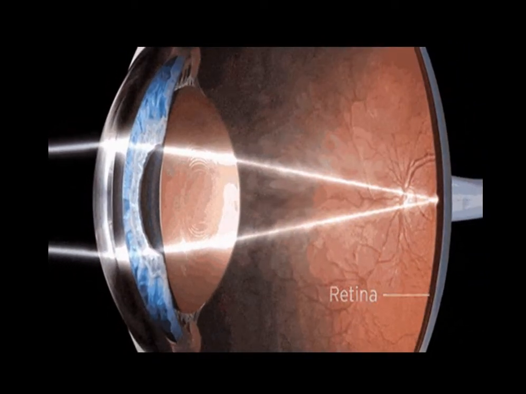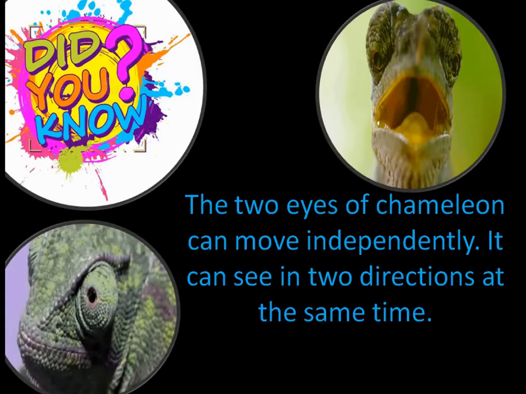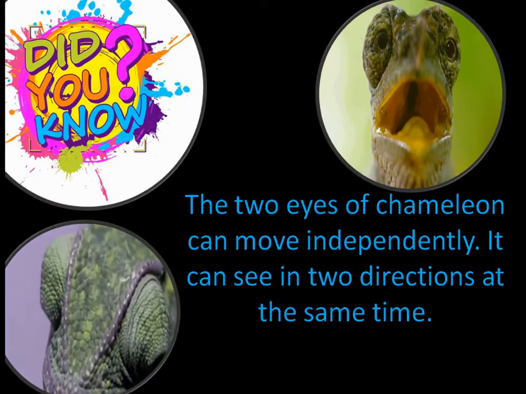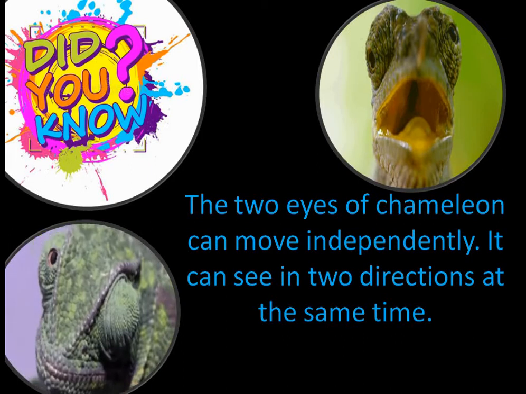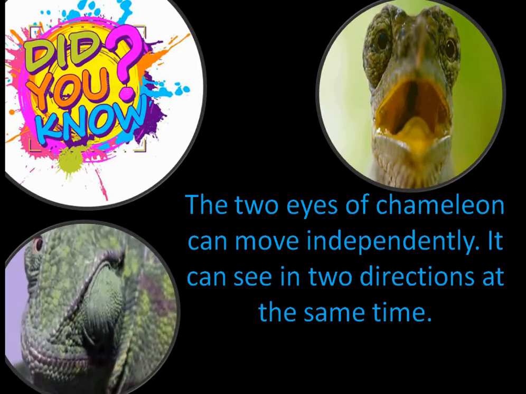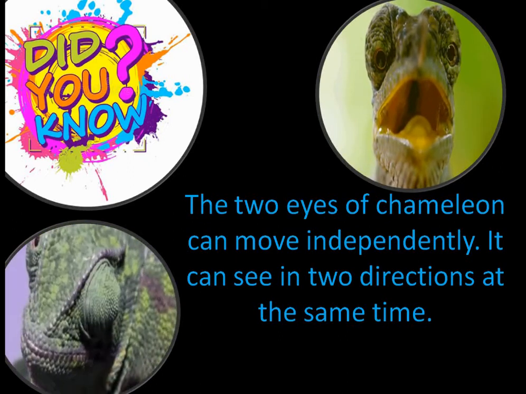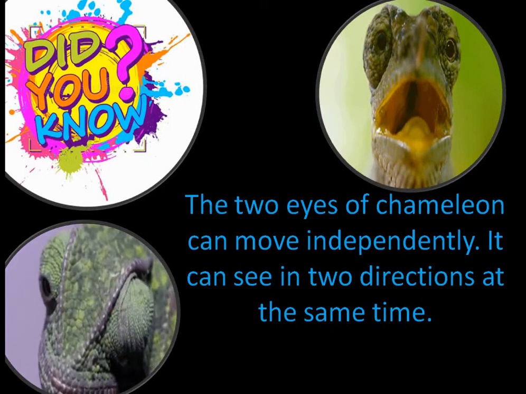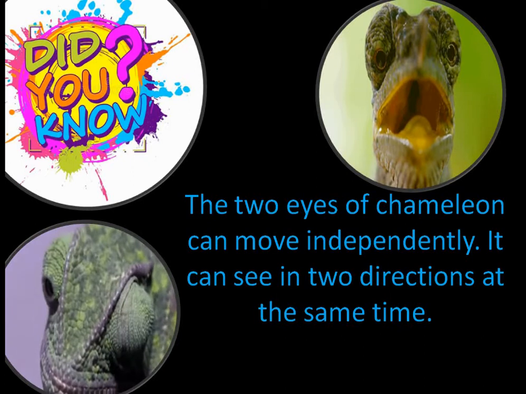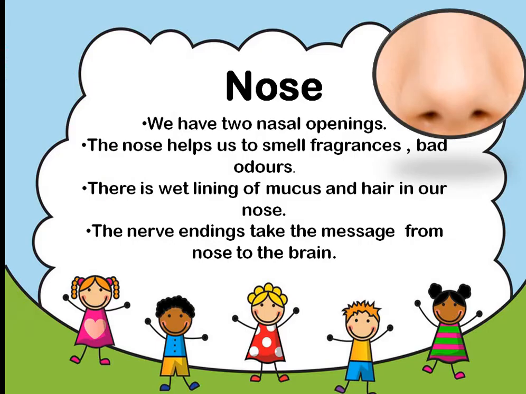The image falls on the retina and then the optic nerve passes the messages to the brain. Now, do you know the eyes of a chameleon can move independently? Means one eye can look on the left side, one eye can look on the right side, and then a chameleon can see in two different directions at the same time. Isn't it interesting? Can you see in both the directions at the same time? No, but the chameleon can see in both the directions.